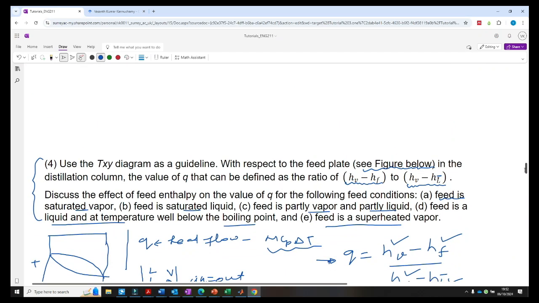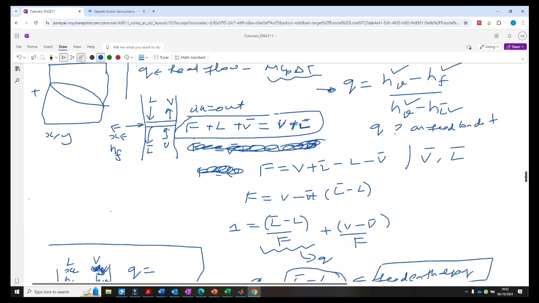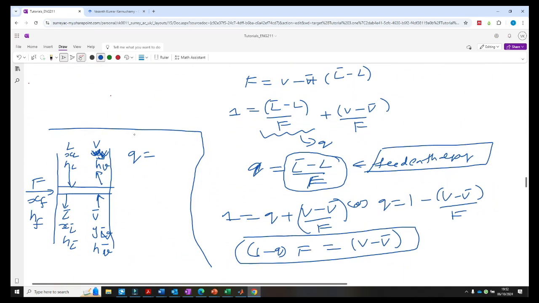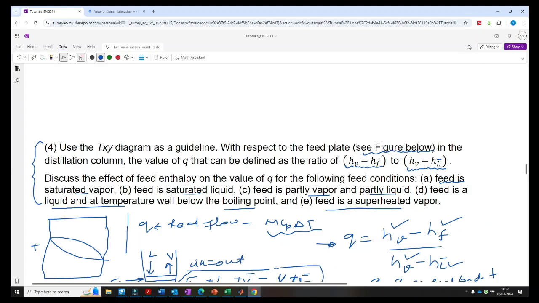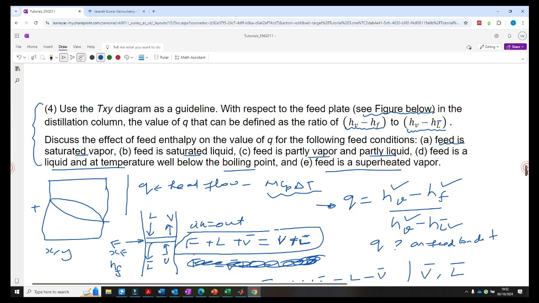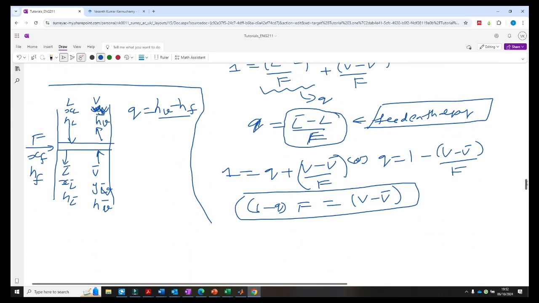So Q is HV minus HF, divided by HV minus HL dash. So this is something which is given in the question paper, and that's what we are trying to prove now.